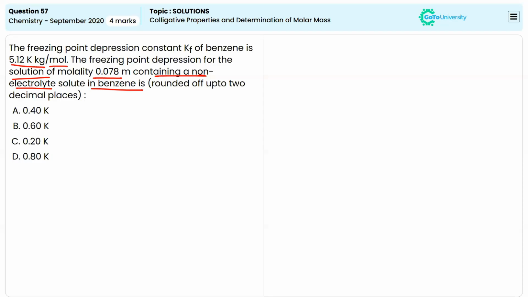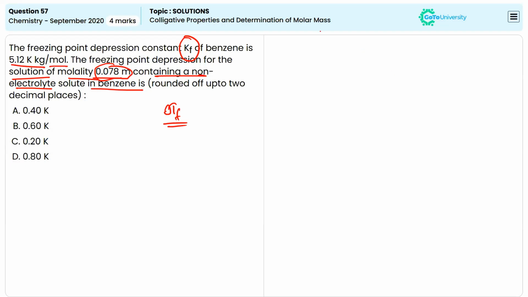The freezing point depression constant Kf value is given for benzene. And we have to find out the depression in freezing point, that is delta Tf. The molality of the solution is also given as 0.078 molar, and it is a non-electrolyte solution in benzene. So first of all, we have to know the equation to calculate the depression in freezing point.